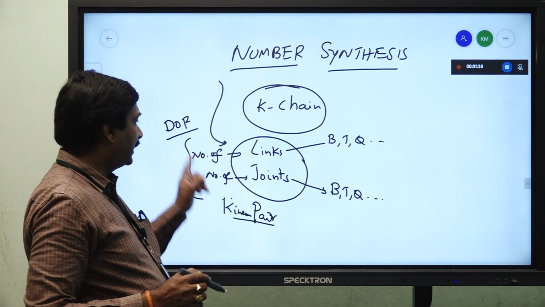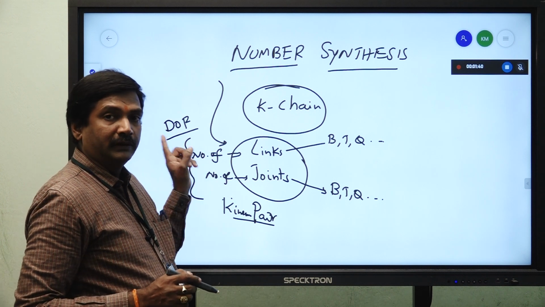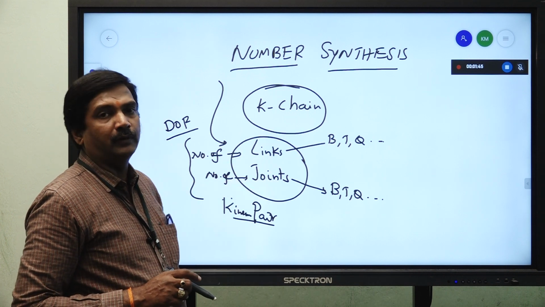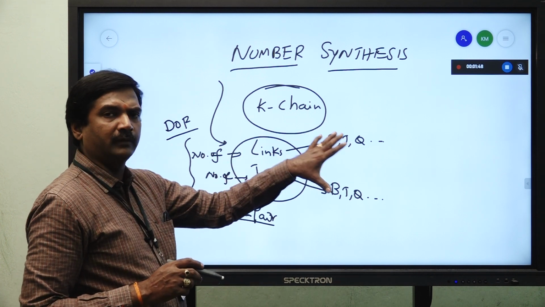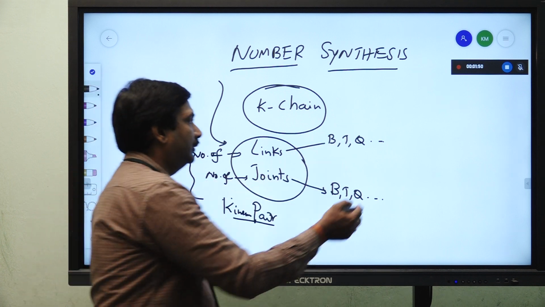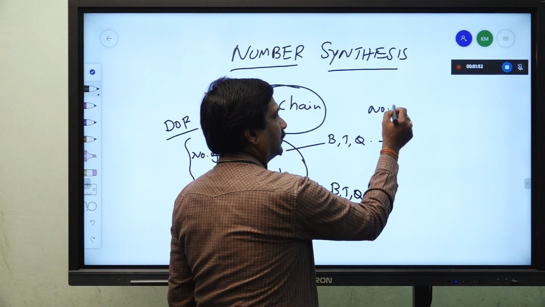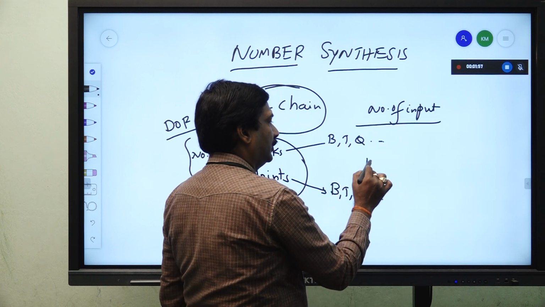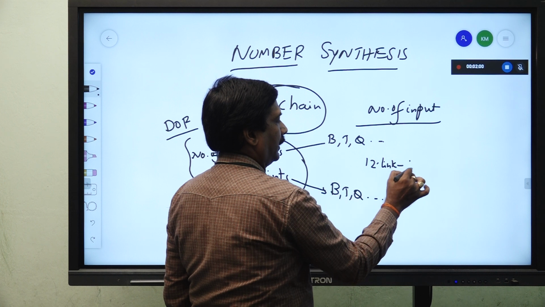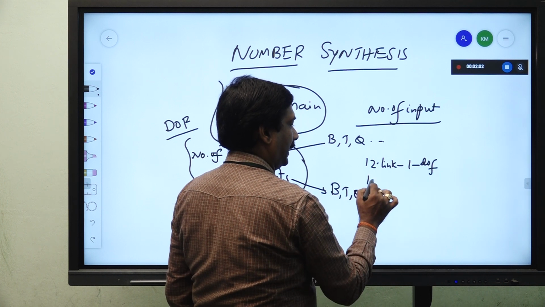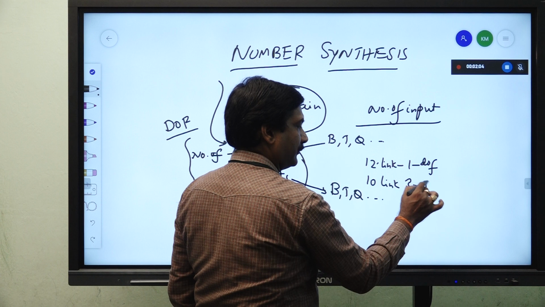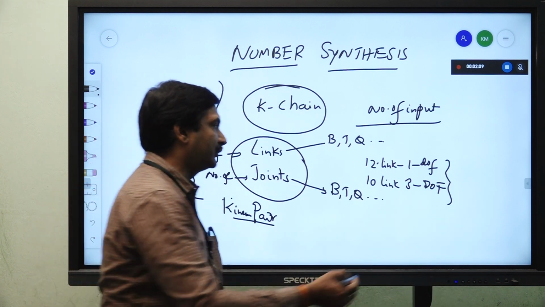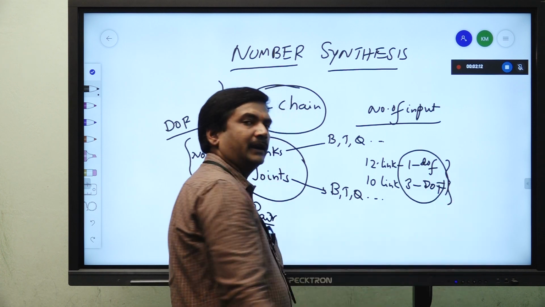Degree of freedom, already we know very well, means the number of inputs you have to give to move your robotic manipulator, or not only a robotic manipulator, any application. The number of input parameters we need to give, even if it is a 12 link, 1 degree of freedom mechanism or a 10 link, 3 degree of freedom mechanism, anything may be. We need to give sufficient inputs related to degree of freedom only.